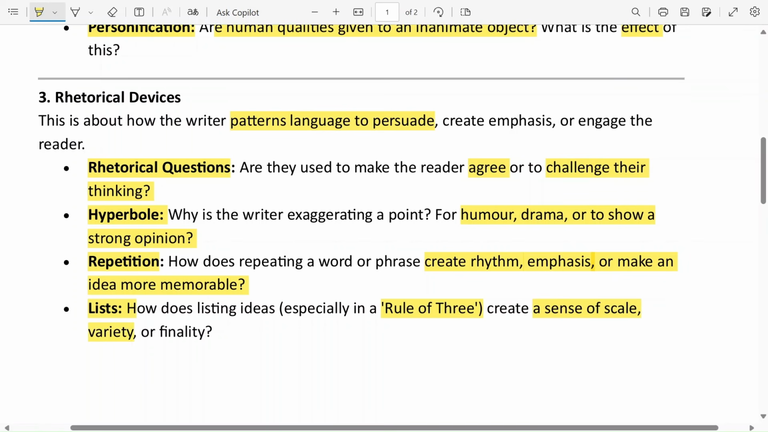They can also show variety by showing a wide range of different issues. And most powerfully, especially with the rule of three, they build a sense of finality, where the last item gives the whole idea a satisfying, solid, and complete feeling.